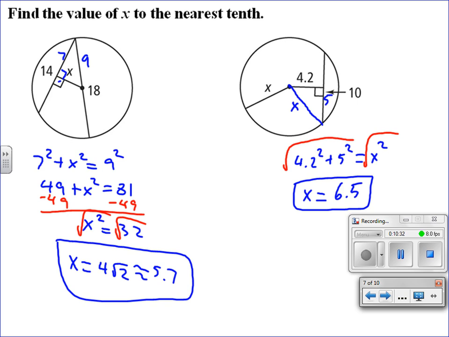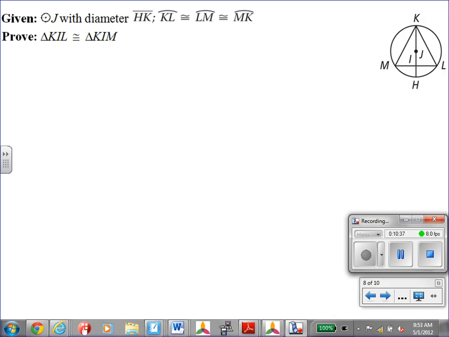Remember, if they want you to find a radius, that radius can go anywhere from the center to the outside of the circle. Okay, here they give you circle J with the diameter HK. They tell you that arc KL is congruent to arc LM, and from here all the way around, arc MK, are congruent. So all three of these are congruent, and they want you to prove that triangle KIL is congruent to triangle KIM.